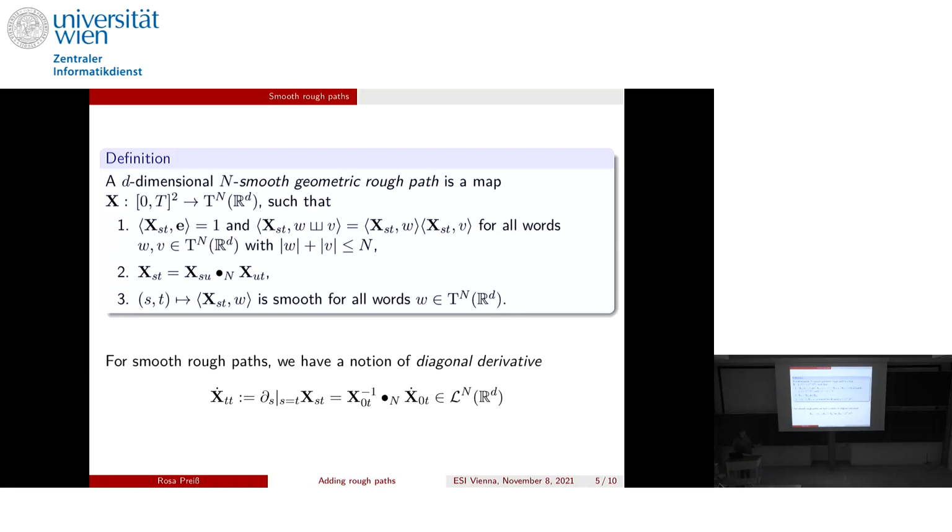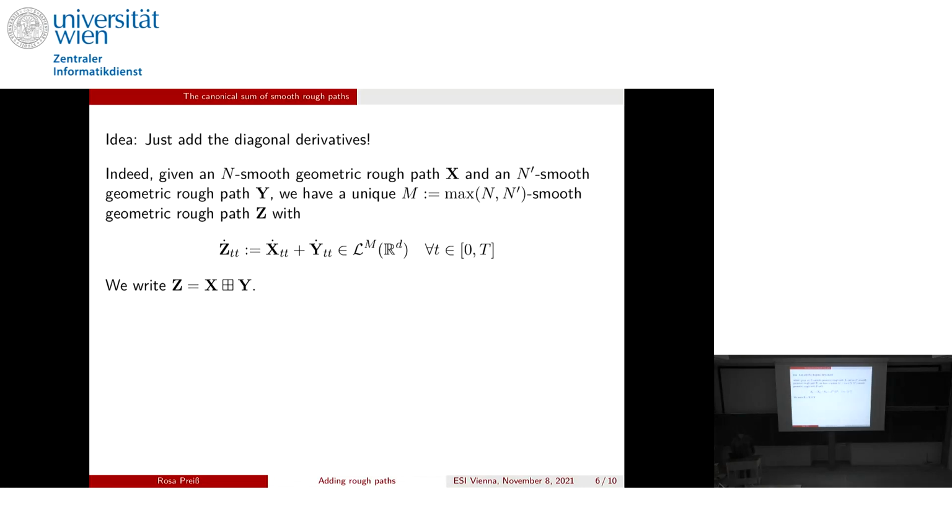It's no longer a group object, it's an object in an algebra. And an algebra is especially a vector space. So what you can do is add stuff. And this is now the thing. Under this smooth assumption, why not just add the diagonal derivatives? And this is exactly what we do. So for given smooth rough paths x and y, we now just add the diagonal derivatives. We define this as z dot, and then you can actually show that there's a unique smooth rough path which has exactly this diagonal derivative.